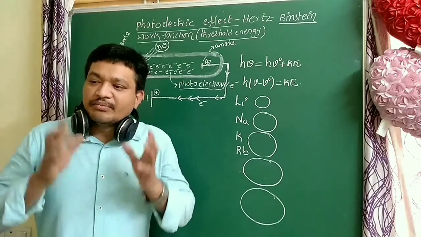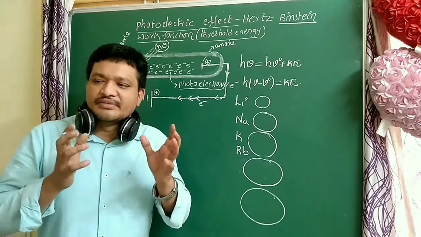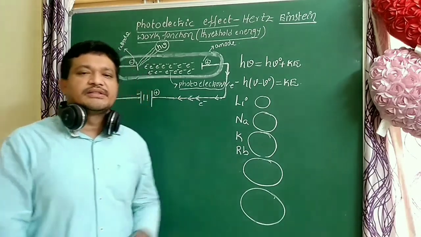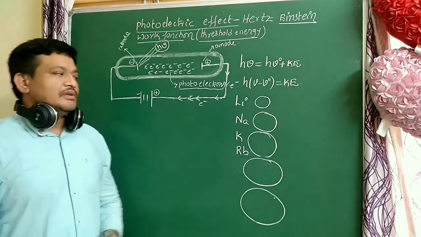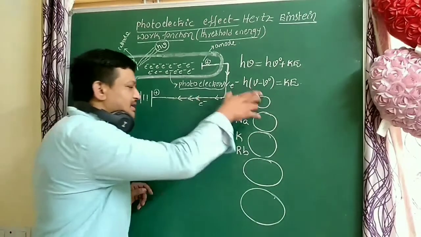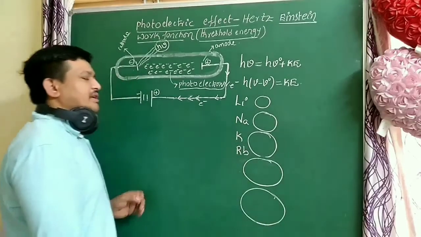So threshold energy is constant for a particular element. That is very important, students. From top to bottom, threshold energy decreases.